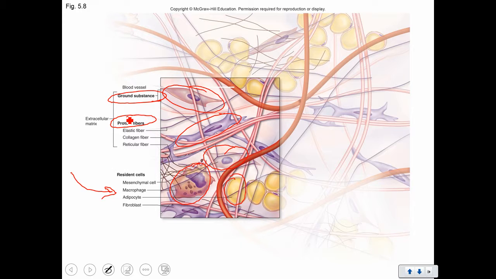So if you have a liquid matrix, what is the characteristic and quality of the connective tissue? It's liquid. If you have a solid matrix, what's the characteristic and quality of the connective tissue? Solid. If you have a flexible matrix, then what's the characteristic and quality of the connective tissue? If it's flexible, what is it?